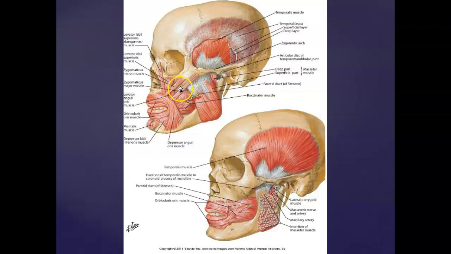Zygomaticus major and zygomaticus minor. Here you can see coming from the angle of that mouth again. The zygomaticus major is going to come more from that temporal process of the zygomatic bone.